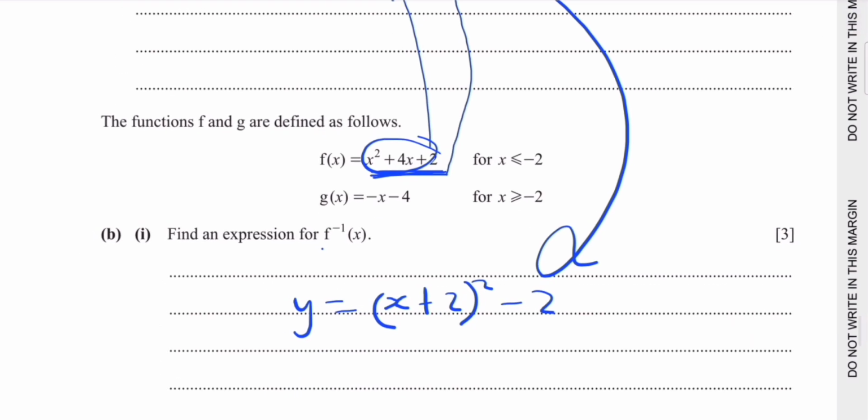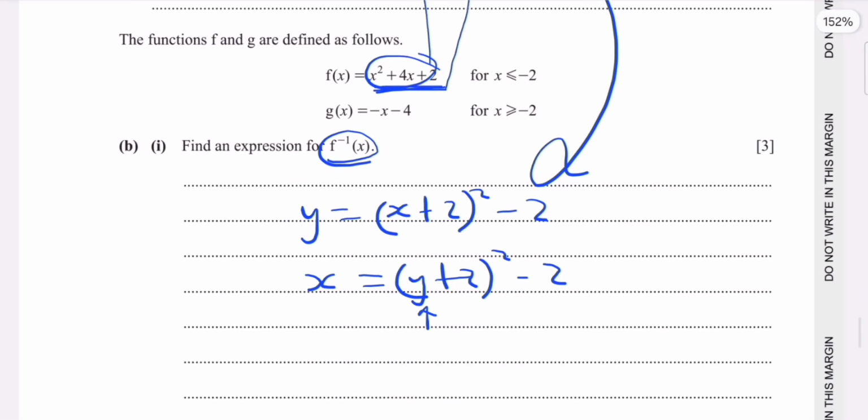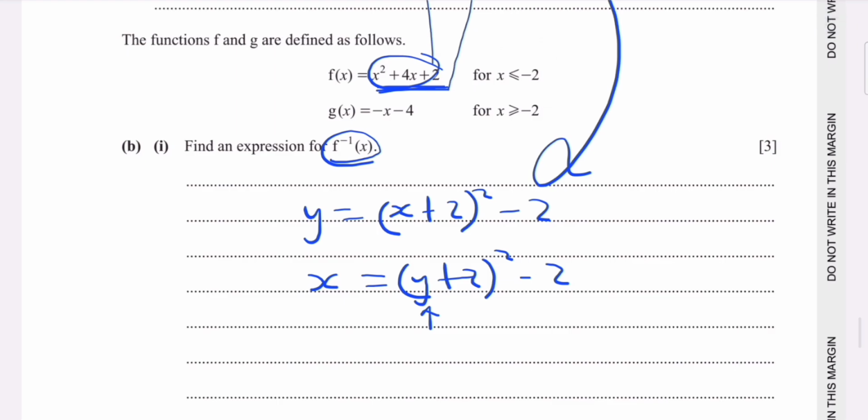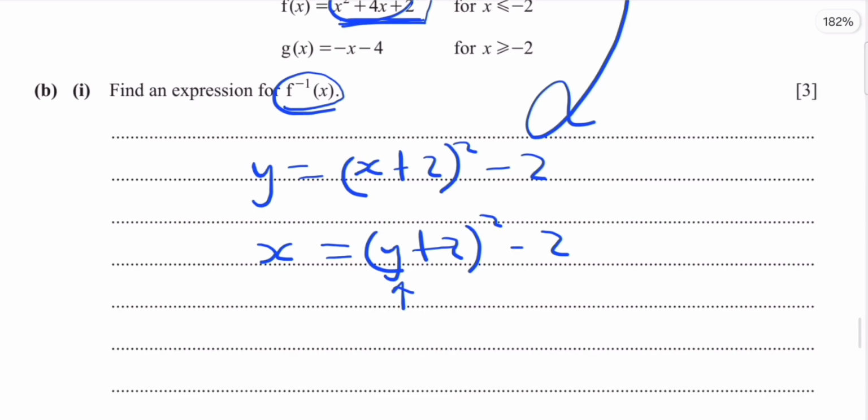Then for y we put x, and for x we put y. This will be x equal to y plus 2 squared minus 2. Then we make this y the subject to get the expression for the inverse, right? And as you can see, this is better than using this, right? And making the y the subject, taking the minus 2 to the other side, so it's x plus 2 is equal to y plus 2 squared, right?